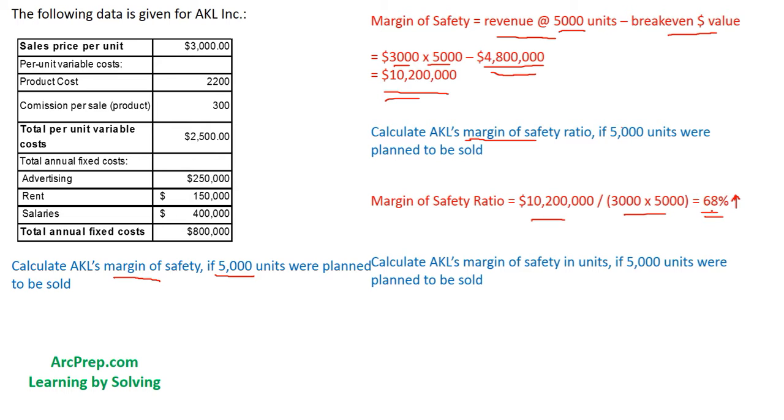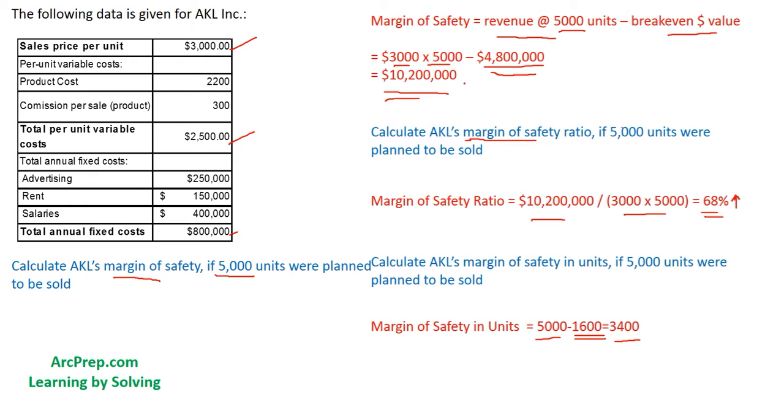And the last piece is to calculate margin of safety in units if 5,000 units were planned to be sold. Now 5,000 units is planned to be sold. The very first thing we calculated in question 23A was the units based on the fixed cost, based on the sales price, and based on the variable unit cost. We calculated it to be 1,600 units as break even. The difference between these two is going to give me the margin of safety in units.